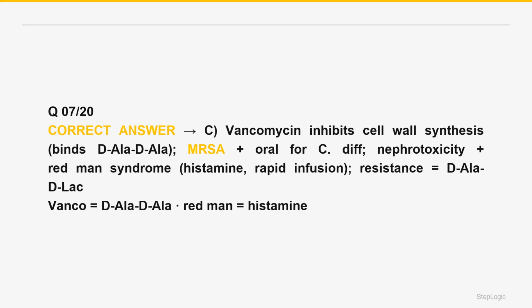The toxicities are testable. Red man syndrome is diffuse flushing of the face and upper body from nonspecific histamine release during rapid infusion. It is not a true allergy and is prevented by slowing the infusion and pre-treating with antihistamines. Other toxicities include nephrotoxicity and ototoxicity. Resistance develops when bacteria modify the binding target from D-Ala-D-Ala to D-Ala-D-lactate, which vancomycin can't bind, as in VRE. The D-Ala-D-Ala binding cell wall inhibitor with red man syndrome and D-Ala-D-Lac resistance is the correct vancomycin profile.